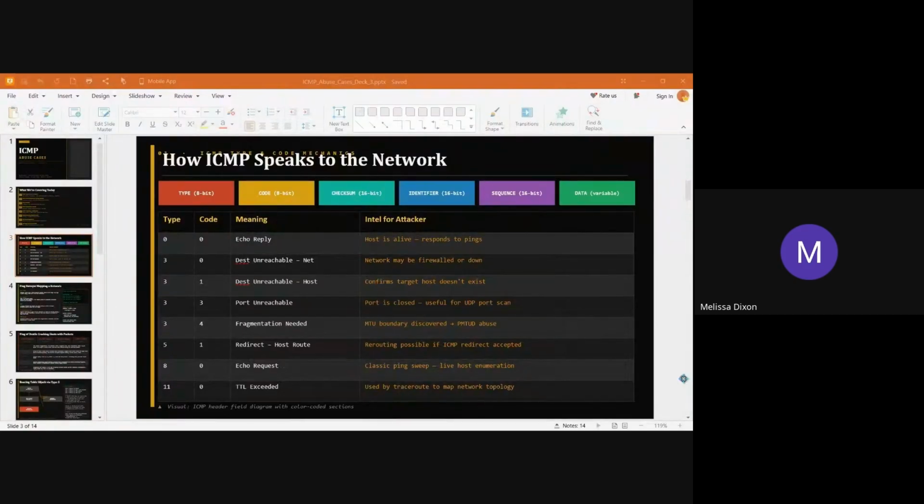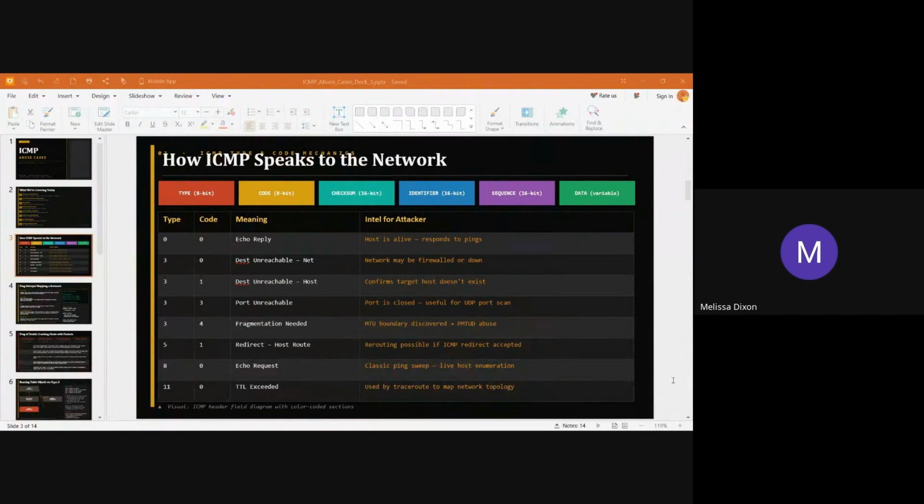So let's say an administrator looks at a type 3 code 1 and thinks that host doesn't even exist. And an attacker looks at a type 3 code 1 and thinks, I've just confirmed that IP is unallocated, and I now know the perimeter isn't blocking ICMP errors, right? So that's the two different mindsets there, how the attacker will think versus what the defender will think.